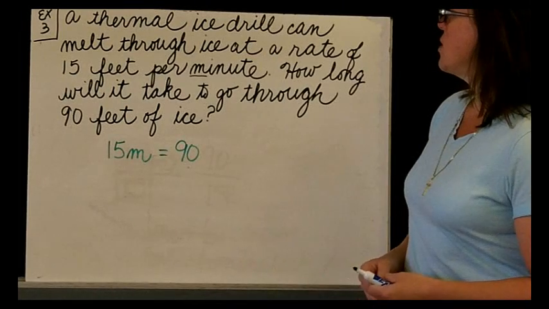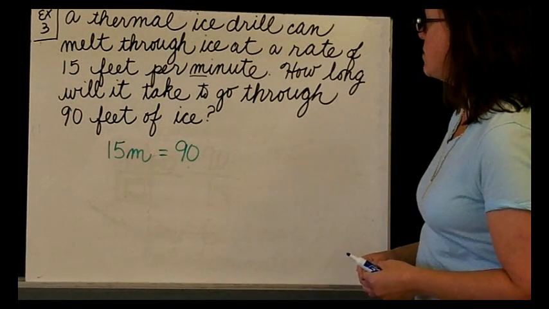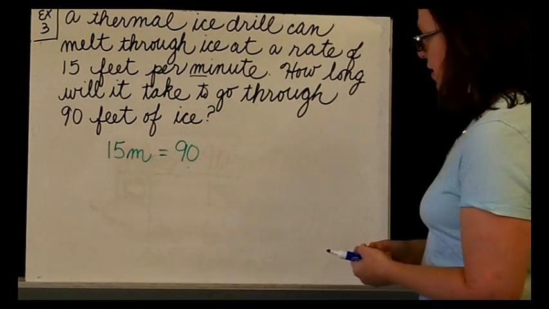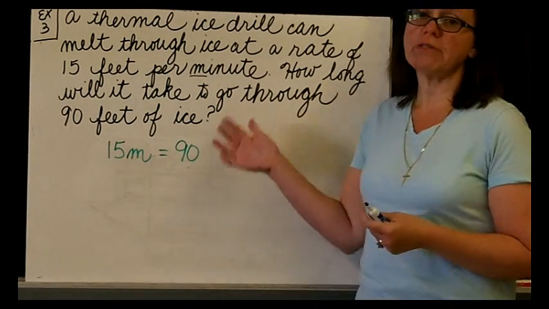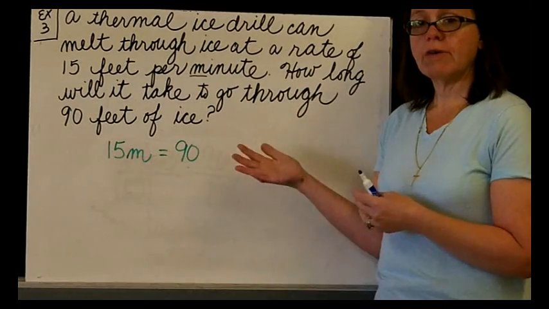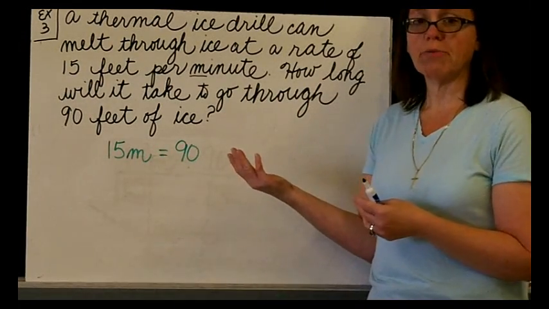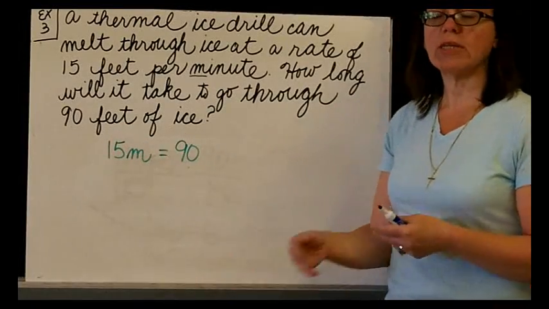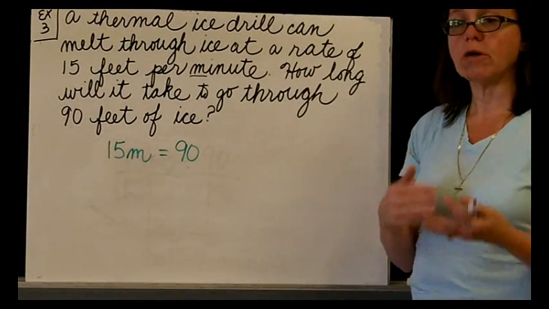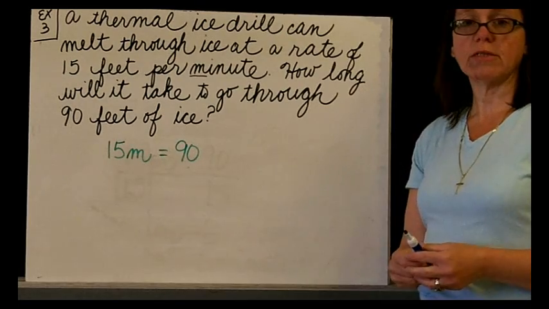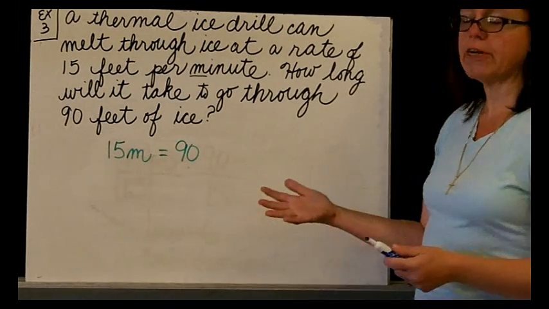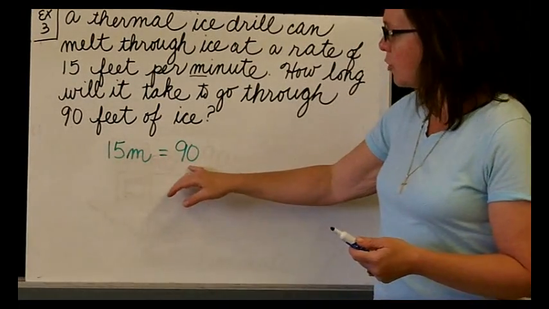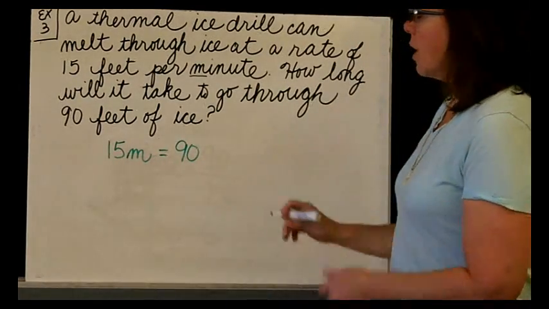A thermal ice gel can melt through ice at a rate of 15 feet per minute. How long will it take to go through 90 feet of ice? Well, I have to tell you, oftentimes when you are given or when you are reading word problems, the expression or the equation is not given to you. That's part of the thinking process, deciding how you will go about finding your answer. But what I did was, I want to show you how to do that.